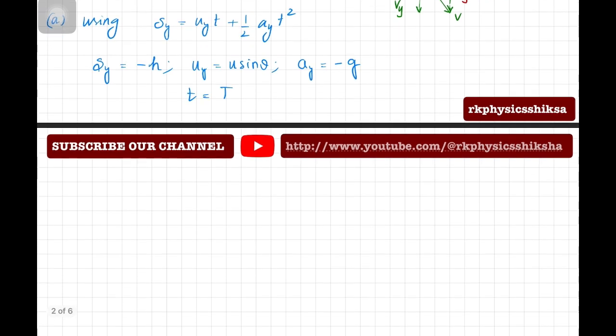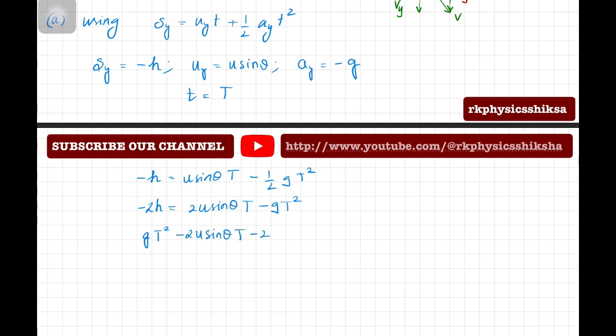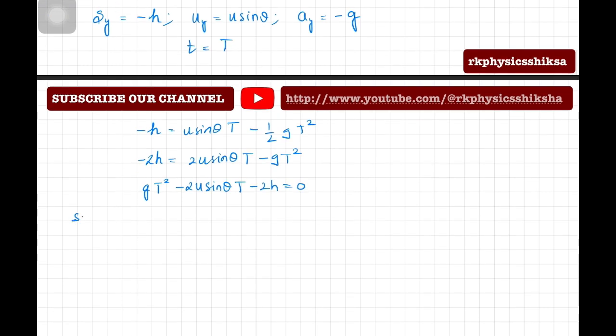Substituting all the values, what I get here is minus h is equal to u sine theta into capital T minus half into g into capital T square. Taking the LCM 2 and simplifying, 2h is equal to 2u sine theta into capital T minus gT square, and I get a quadratic equation in terms of T, which is gT square minus 2u sine theta into T minus 2h is equal to 0. Now we solve the above equation.